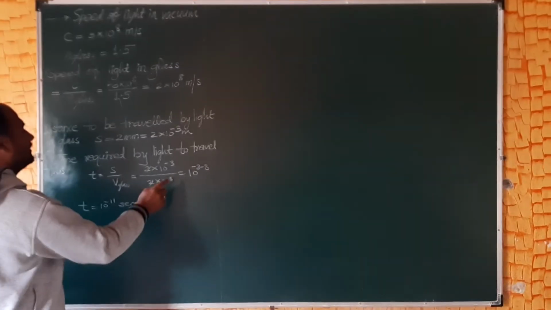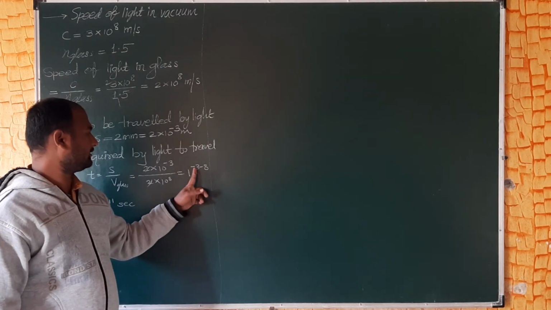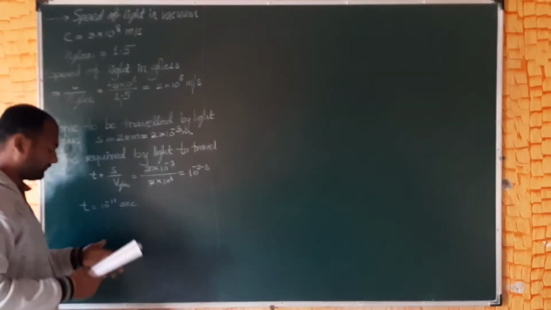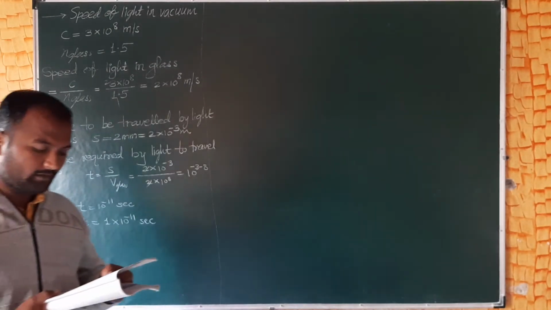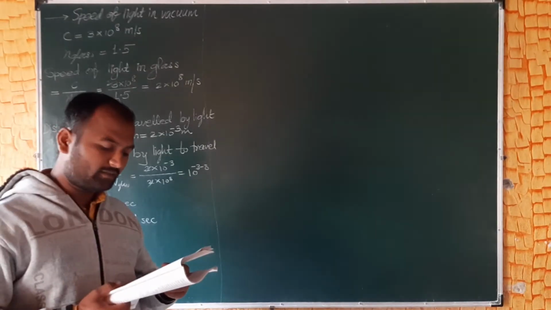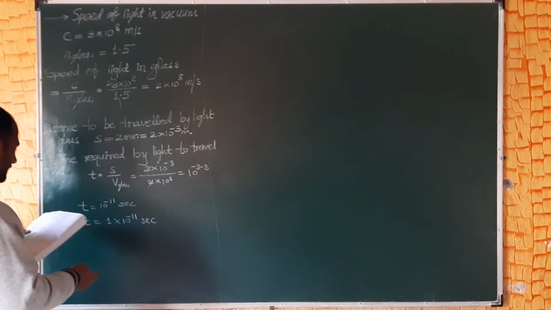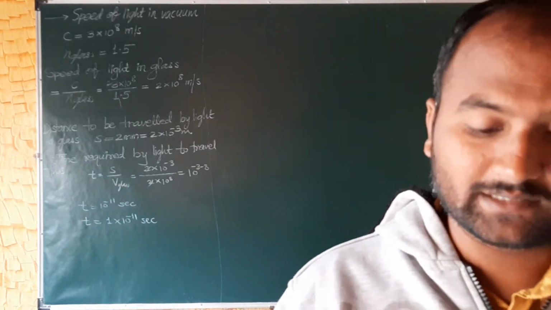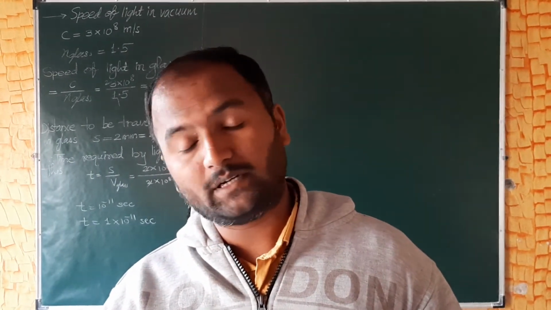Minus 3. This is 2 into 10 raised to 8. This 10 raised to 8 goes to the upper side, that is minus 3 minus 8, minus 11. So t is equal to 1 into 10 raised to minus 11 second. So the most convenient unit to express this small time is nano. So here, in what can we express it? In nanoseconds. But here the answer is 10 raised to minus 3 minus 8, that is minus 11. So 10 raised to minus 11 second.